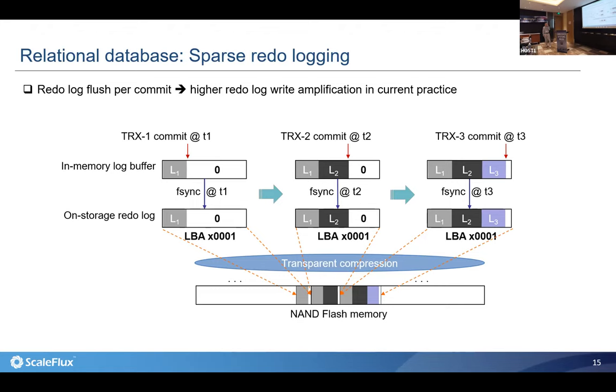This technique is based on such an observation. Usually each redo log is much less than 4K bytes, but when we want to flush the log, the minimum IO block size is 4K bytes for current SSD. So at time T1, when we want to flush out one log, we flush it to LBA1.